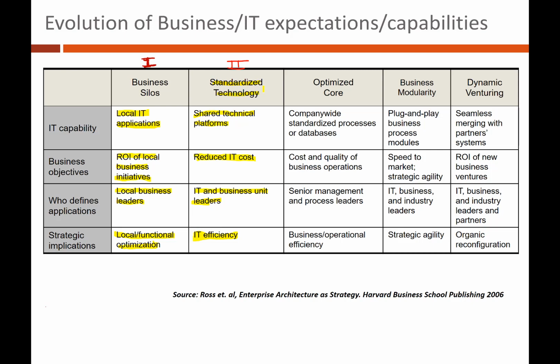Most contemporary organizations have passed beyond Era 2, and so let's look at what Era 3 is. Era 3 is the era that we're calling the optimized core. And so here now, as opposed to just all operating using the same fundamental technology, now we move to standardized processes and standardized databases in our organization.